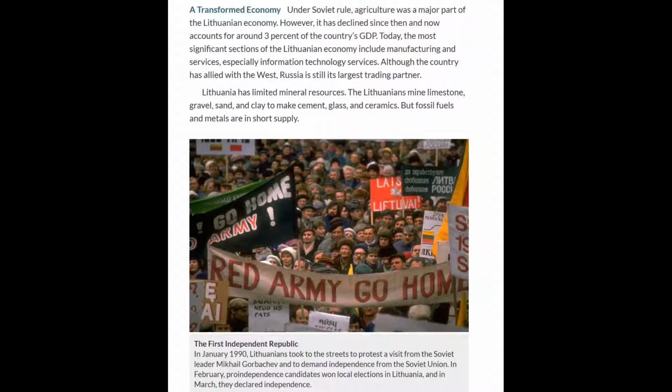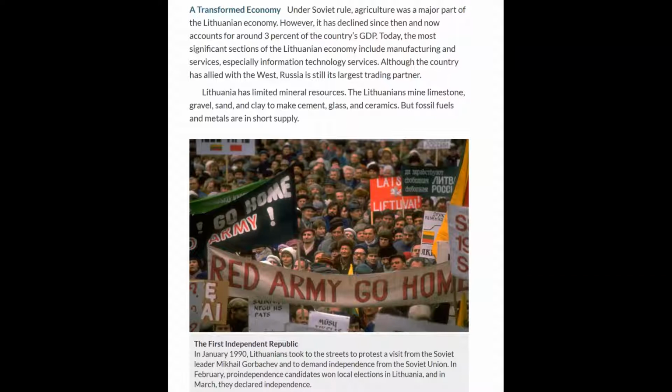Lithuania has limited mineral resources. The Lithuanians mine limestone, silica, gravel, sand, and clay to make cement, glass, and ceramics, but fossil fuels and metals are in short supply. And then, down here at the bottom, we have the first independent republic.